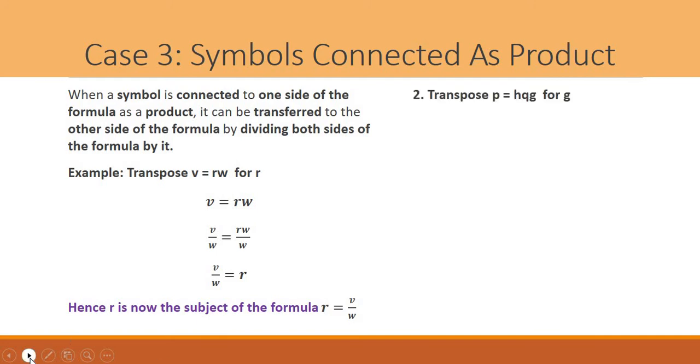We have 2 more examples that I'm going to walk you through really quick, and then we're finished with this one. So we say transpose P equals HQG for G, right? So we are given the formula P is equal to HQG. We want to make G the subject. What you need to do, look at what is happening to the G. Realize that there's a product here. HQ is multiplying the G. To transfer HQ to the other side of the formula, we're going to divide both sides by HQ.